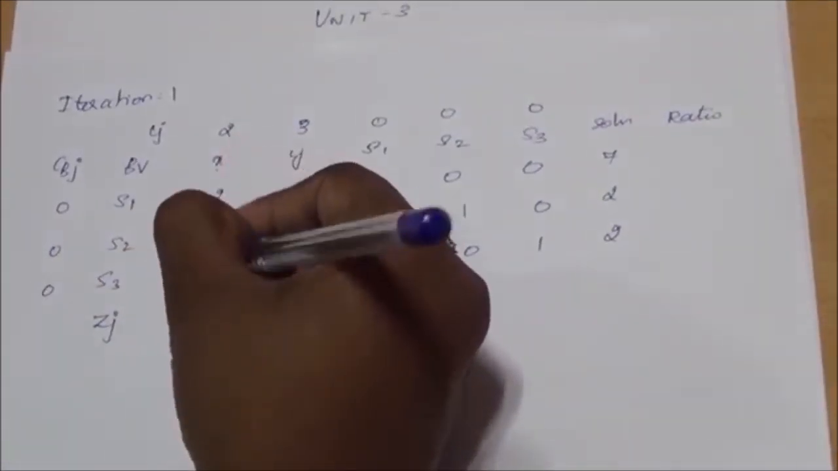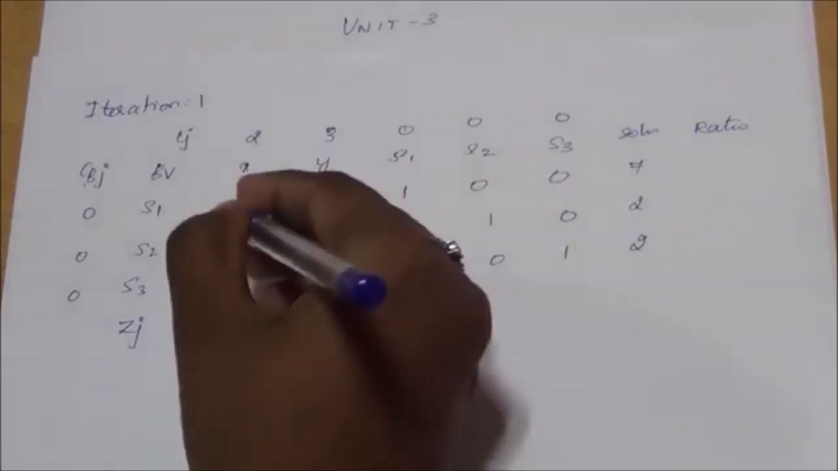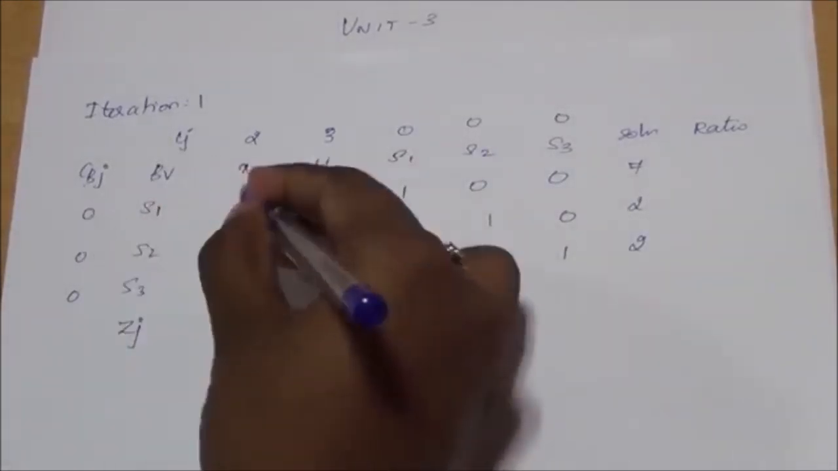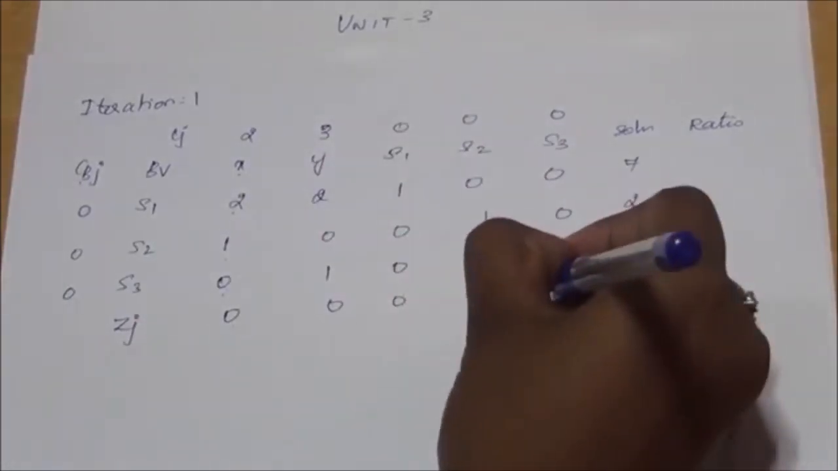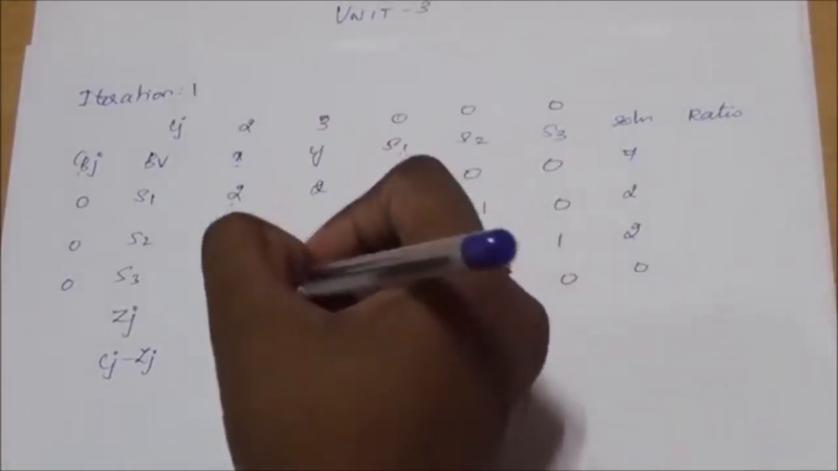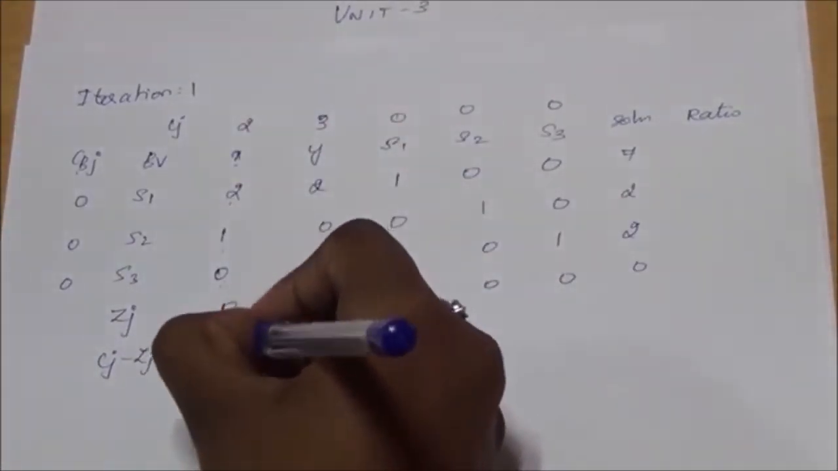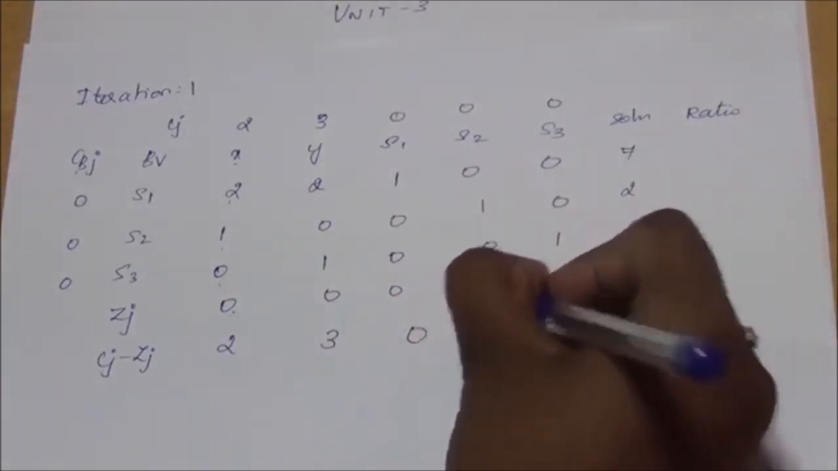We have to find Zj, which is multiplying these column values with the corresponding Cbj column values, and we have to multiply each element and add those three product values, and finally write it in the Zj. For finding Cj minus Zj, we have to subtract these values from this Zj, which will be 2 minus 0 is 2, 3 minus 0 is 3, 0 minus 0 is 0, 0 minus 0 is 0, and 0 minus 0 is finally 0.